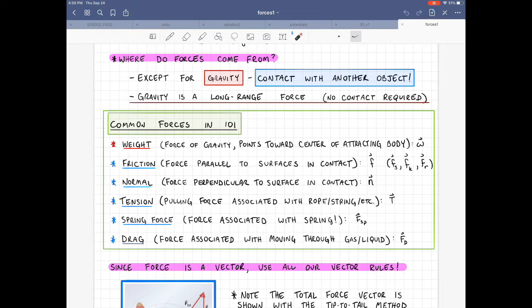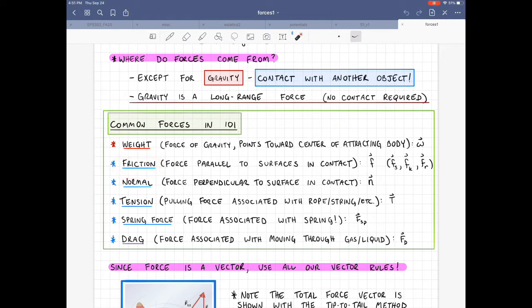The first one is the force of gravity, which we call the weight. And this force points towards the center of the attracting body. So when our problems are on Earth, the force of gravity on your object points towards the center of the Earth. We typically use this lowercase w for the weight vector to designate this force. And again, weight is a non-contact force, so it's a long-range force.